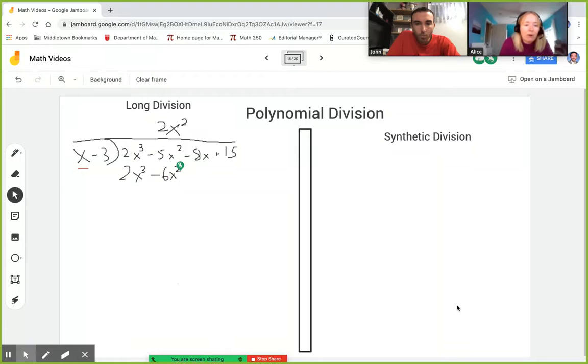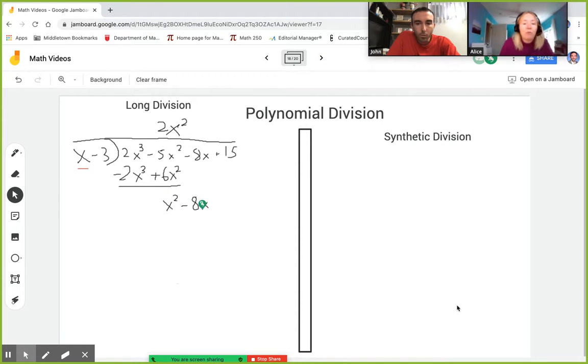Now, here's the part that always used to get me when I was learning it. You're subtracting, and I find the easiest way to remember to do that is I'm just going to go through and change the signs. So I'm going to flip all the signs here. 2x to the third is going to become negative. Negative 6x squared is going to become positive, and now it's just easier. 2x to the third minus 2x to the third is going to be 0. Negative 5x squared plus 6x squared is just going to leave me with x squared. Now I'm going to bring down the next term.